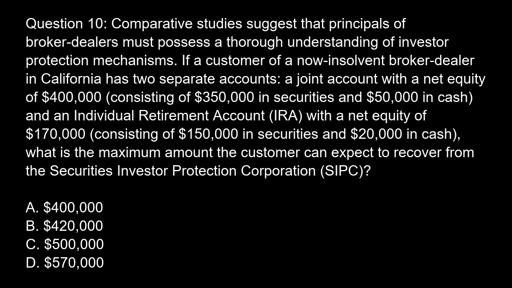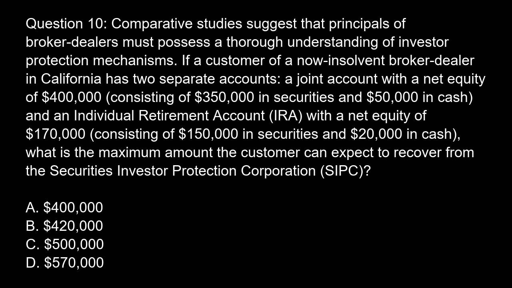Question 10. Comparative studies suggest that principals of broker-dealers must possess a thorough understanding of investor protection mechanisms. If a customer of a now insolvent broker-dealer in California has two separate accounts, a joint account with a net equity of $400,000 consisting of $350,000 in securities and $50,000 in cash, and an individual retirement account (IRA) with a net equity of $170,000 consisting of $150,000 in securities and $20,000 in cash, what is the maximum amount the customer can expect to recover from the Securities Investor Protection Corporation (SIPC)?